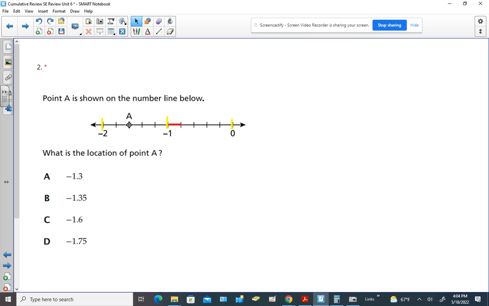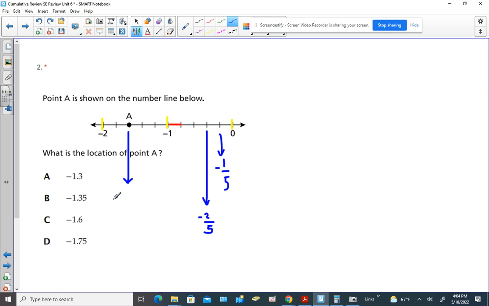Now they want to know what A is. So there's a couple of ways we can approach this. If we want to leave it as a fraction, so this point right here, recall, is a -1/5. This point right here, I'm just going to bring it down here, it would be a -2/5. -3/5, -4/5, -5/5, -6/5, -7/5, -8/5. Now, they don't show it as a fraction.